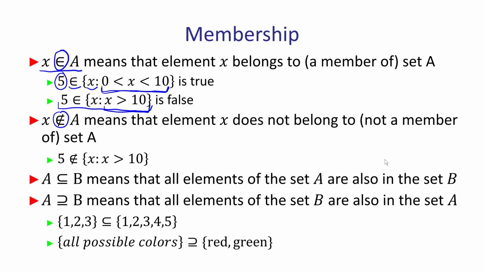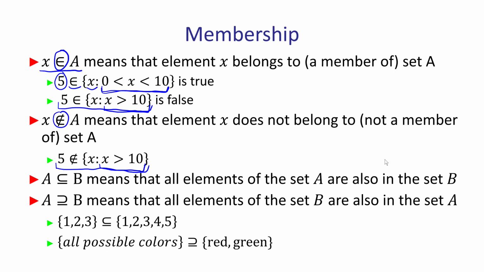This symbol means that the element x does not belong to set A. So it's not a member of set A. For example, 5 does not belong to that set which is x such that x larger than 10. As expected, of course, 5 is smaller than 10.